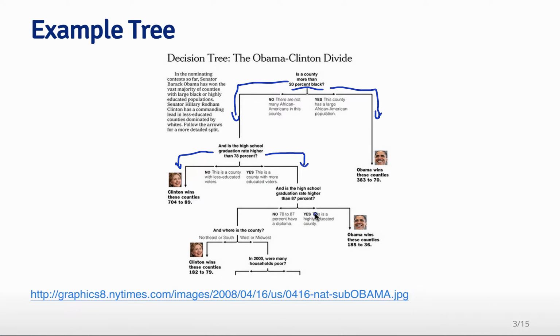And the algorithm continues in that manner until you've split out into the smallest subgroups that you are willing to consider. You see within each of these leaves of the tree, the predictions were quite homogeneous. In other words, Obama wins 383 out of about 450 counties in this case, and Hillary Clinton wins 704 out of about 790 or 800 counties in this case. These questions split the counties into groups that were homogeneous. Within each leaf, their prediction was likely to come true that that candidate would win the election.